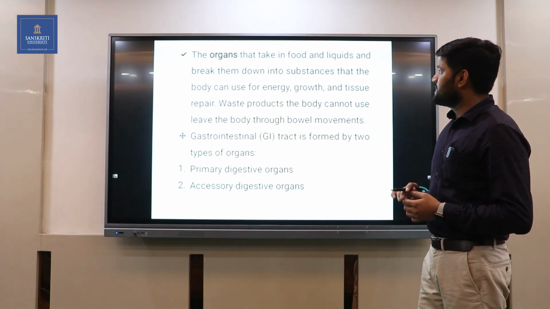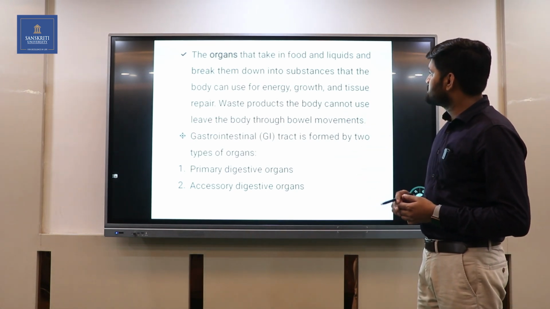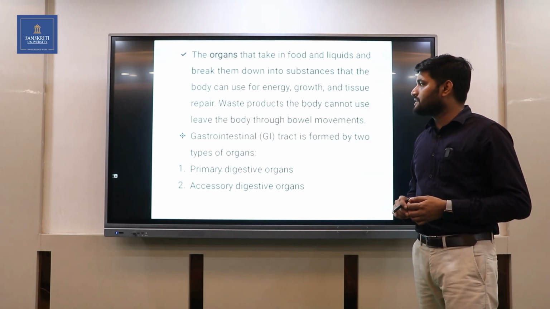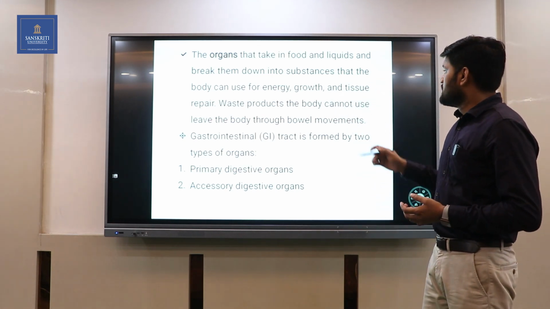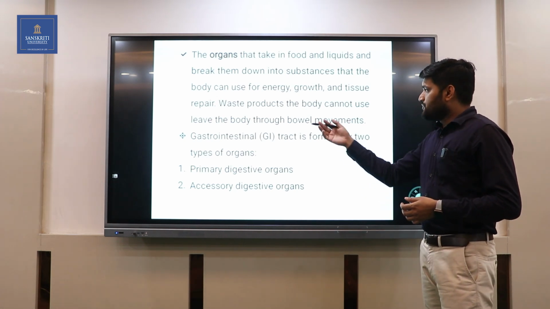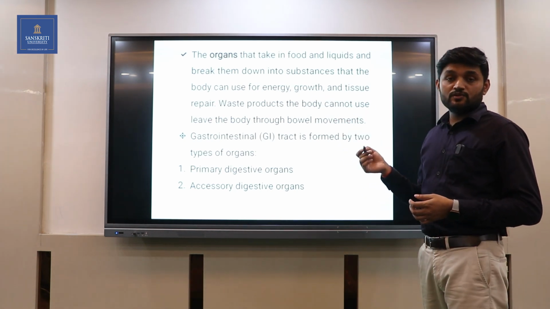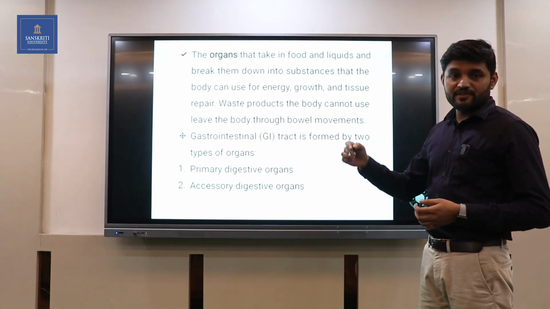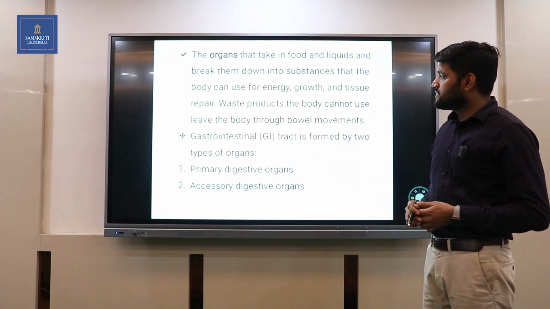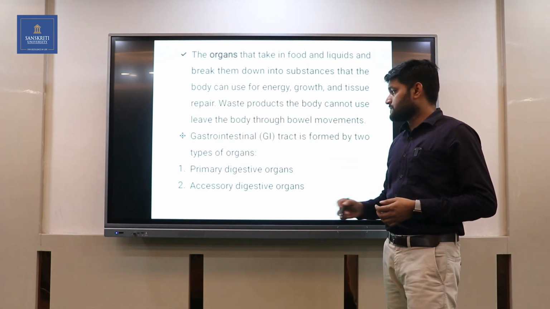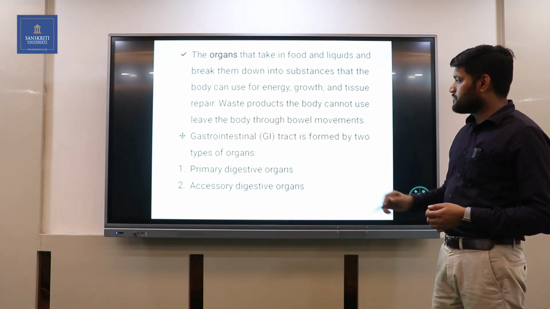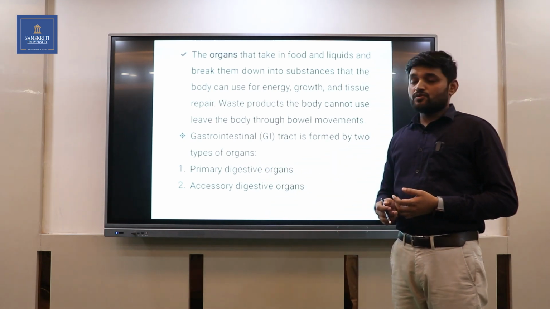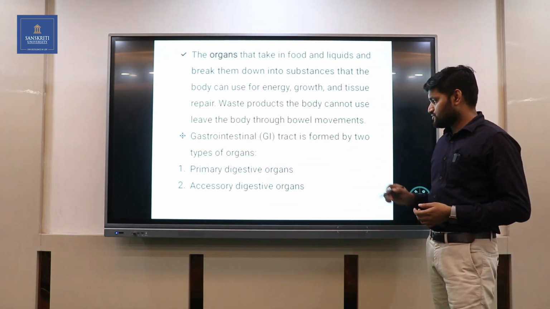The organs take in food and liquids and break them down into substances that the body can use for energy, growth, and tissue repair, especially tissue repair during sleeping time. Waste products that the body cannot use leave the body through bowel movement. The gastrointestinal tract is formed by two types of organs: firstly primary digestive organs and accessory digestive organs.